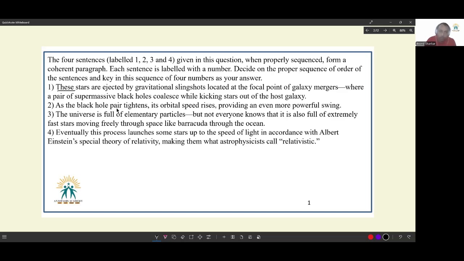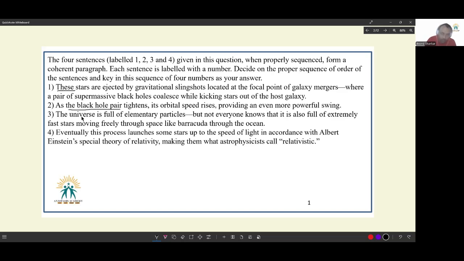As the black hole pair tightens, okay, the black hole pair is being referenced. So maybe there is something about a black hole pair being talked of. A pair of supermassive black holes, and the black hole pair tightens. Its orbital speed rises, providing an even more powerful swing.